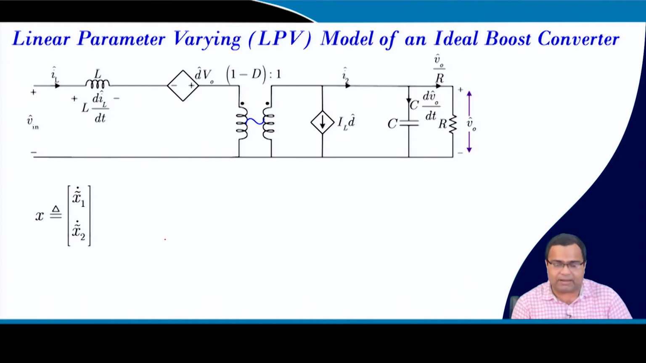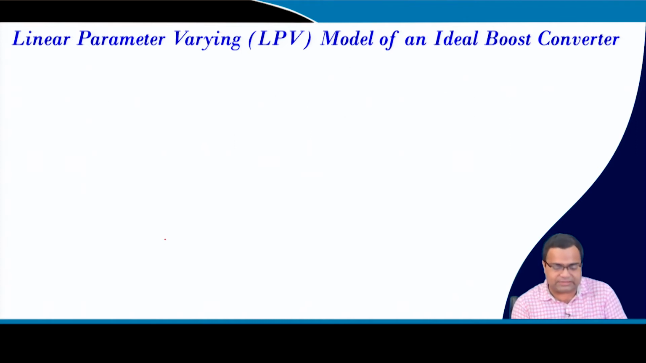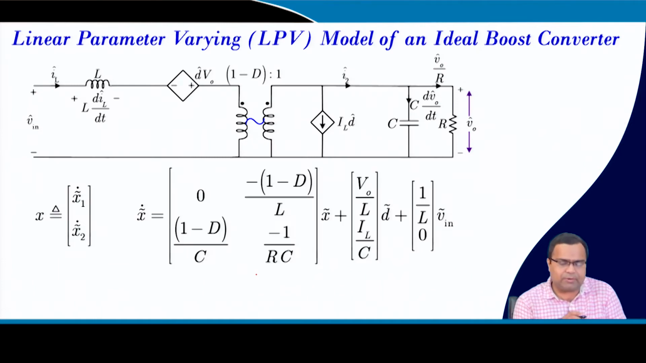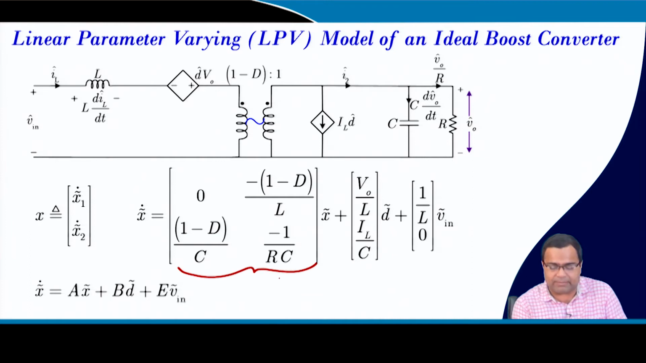Why do we call it a linear parameter varying model? First of all, this represents a linear model, part of the linear model that we have discussed, because we have linearized around the steady state point and there is no product of perturbation terms. So, it is a part of the quantity or the deviation variable. That means we have obtained x dot, and this was our A matrix, this was our B matrix, and this is a disturbance matrix because of the supply disturbance.